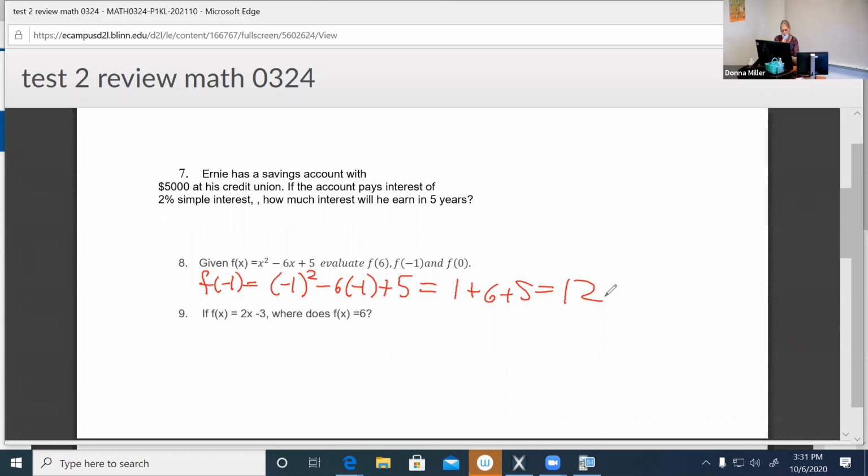Be careful of something like this. Where does f of x equal 6? This is not x anymore. This is y. When it's on the outside, it's y. When it's on the inside, it's x. All right? So would you put 6 equals 2x minus 6? Yeah. And then you solve it, right? So you're going to move your 3 over and divide by 2. Okay, so x will be 9/2.